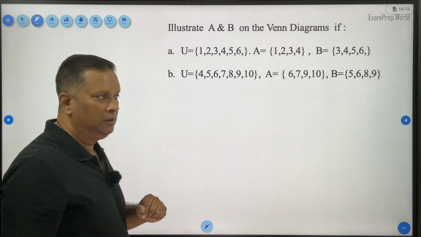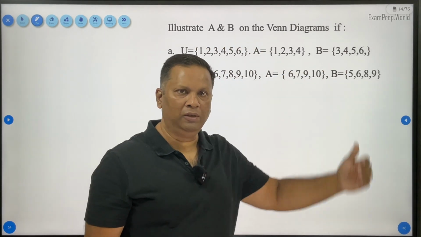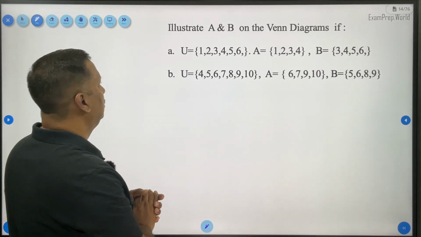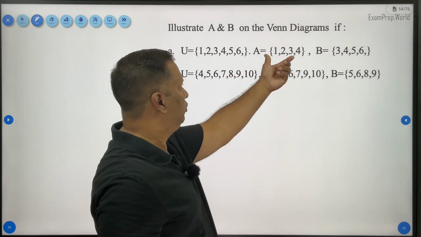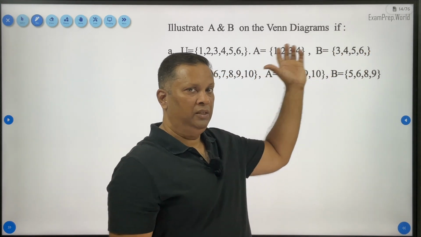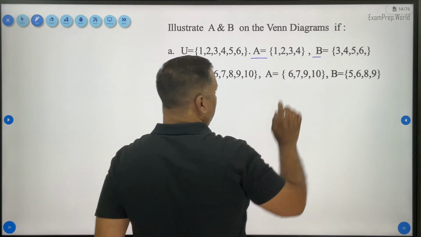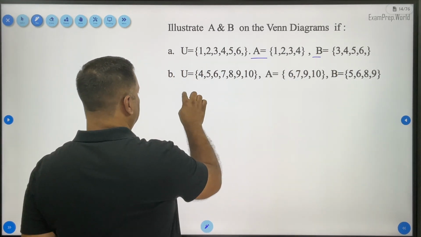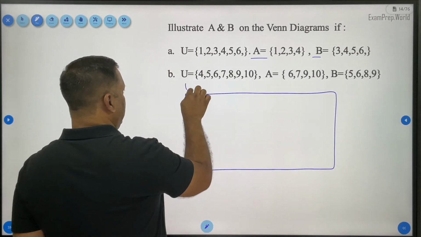We have been given the question like this. We have two sets A and B. We have to illustrate on the Venn diagram. In a Venn diagram, there is a universal set too. So what is the universal set? 1, 2, 3, 4, 5, 6. And set A has 1, 2, 3, 4 and B has 3, 4, 5, 6. In such kind of things, you look at our sets which are inside the universal set. Okay, the universal set will be a rectangle, something like this. This is our universal set.